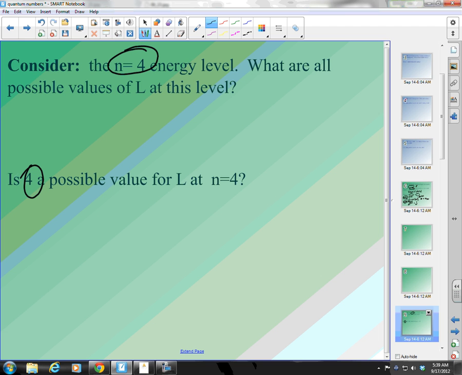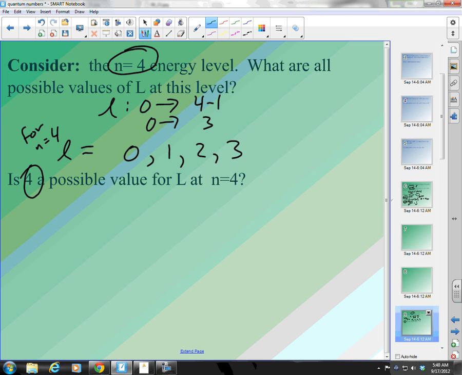Okay, here I am coming back to life. The n equals 4 energy level. We said L is all values from 0 to n minus 1. 4 minus 1 is 3, so that means all positive integers from 0 to 3. That means I have 0, 1, 2, and 3. So my L values for n equals 4, I have 4 of them: 1, 2, 3, 4. Guess what? When my n is equal to 4, how many values of L did I have? 4.